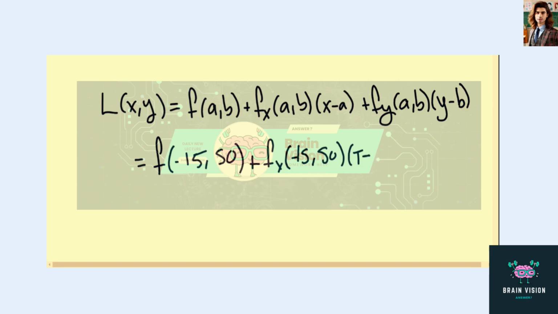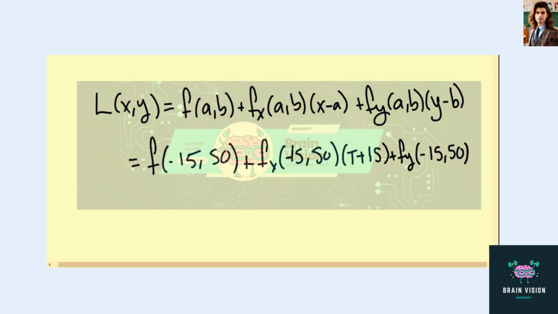And it would be multiplied by temperature minus negative 15, which is going to be plus 15. And then add that to the partial derivative with respect to y at negative 15 degrees Celsius and 50 kilometers per hour. We'll be multiplying that by y minus 50.